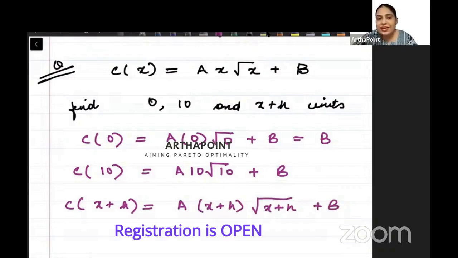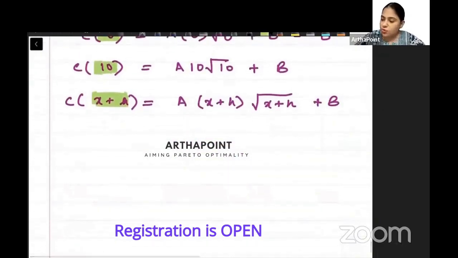Whatever is written, instead of that x you just plug in whatever I am asking you. If it is 0, you will plug in 0. If it is 10, you will plug in 10. If it is x plus h, you will plug in x plus h. You will just plug in those values and get the answer. Okay, now let's talk about the domain of the function.